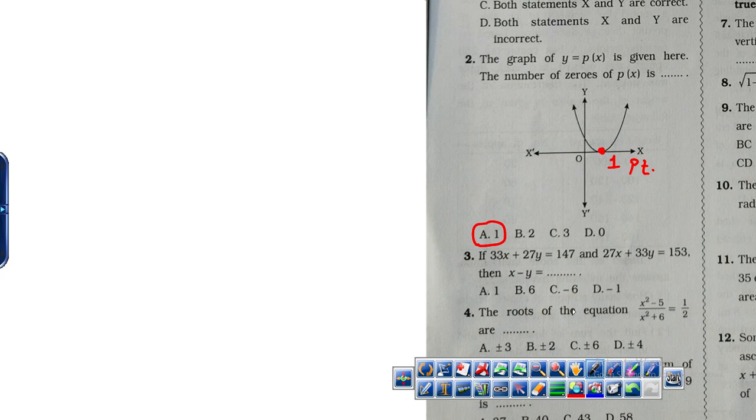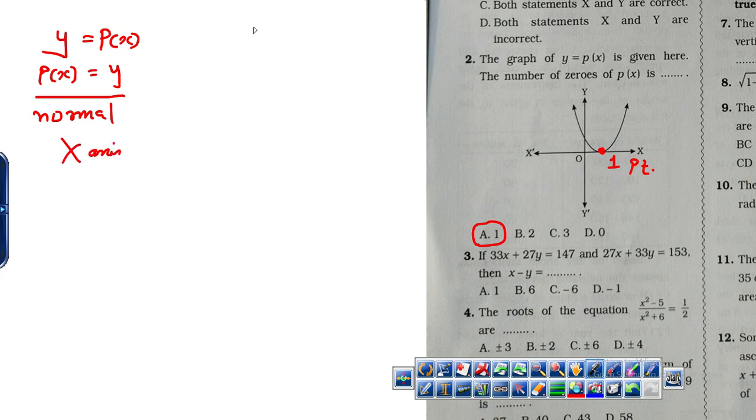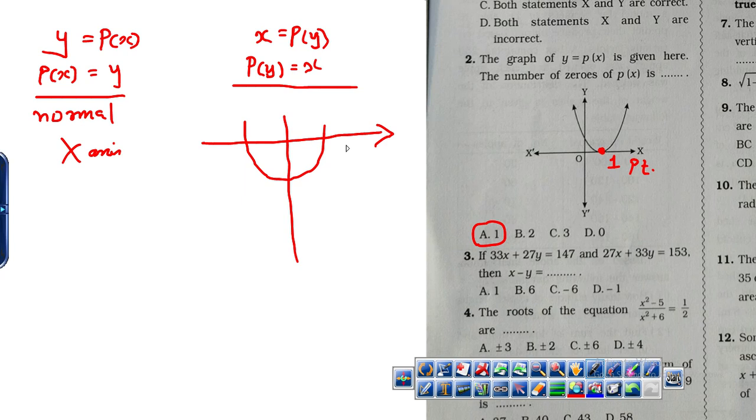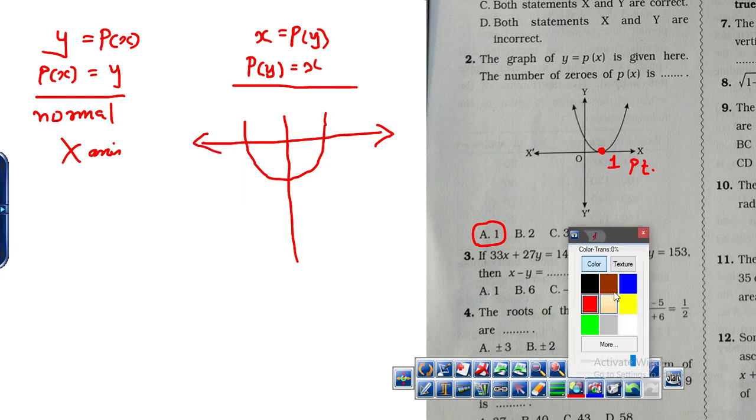Now in this question, many times you will see in the paper set that they throw a googly and you get clean bowled. y is equal to p(x) or p(x) is equal to y. This is a normal sum, and in a normal sum we always focus on the x-axis. But sometimes they will give x is equal to p(y) or reverse, p(y) is equal to x. If you see p(y), if you see a graph like this, don't look at the x-axis, you have to look at the y-axis.